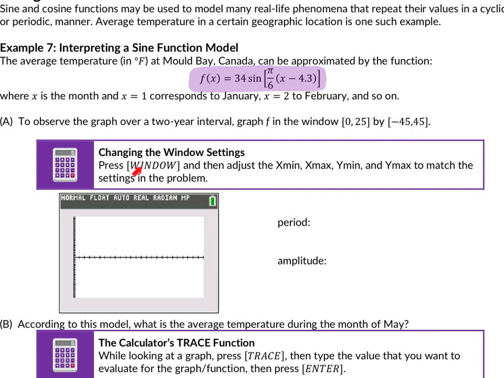So we go to window. It's a button in the gray part of your calculator. You may have never used this before, but we should get used to it. We're going to adjust the x minimum, x maximum, y minimum, and y maximum to the settings in the problem. And those are right here. So these settings go in order: x min, x max, then the y minimum, y maximum. So we'll type in those numbers, 0 and 25, and then negative 45, 45 in the appropriate parts.